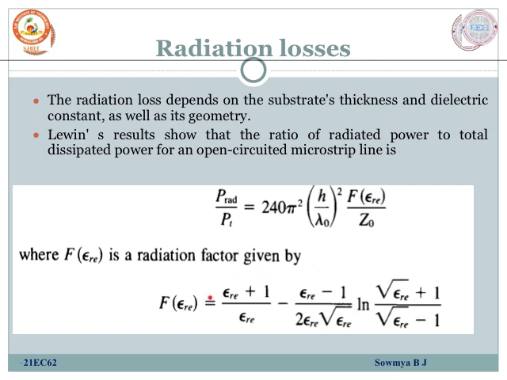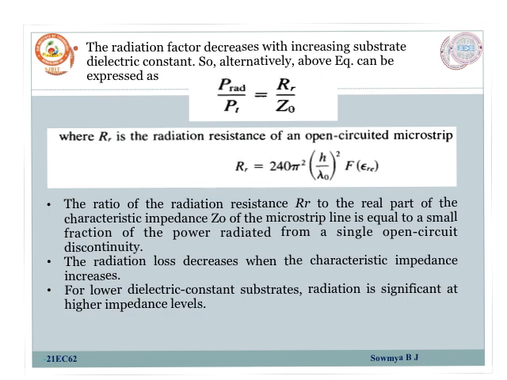and it is given by f of epsilon Re is equal to epsilon Re plus 1 divided by epsilon Re minus epsilon Re minus 1 divided by 2 epsilon Re square root of epsilon Re ln of square root of epsilon Re plus 1 divided by square root of epsilon Re minus 1. The radiation factor decreases with increasing substrate dielectric constant.